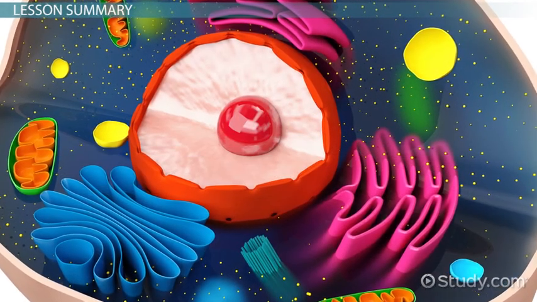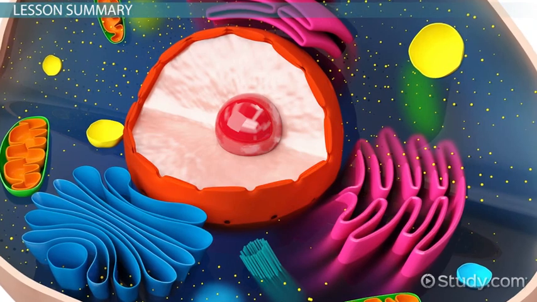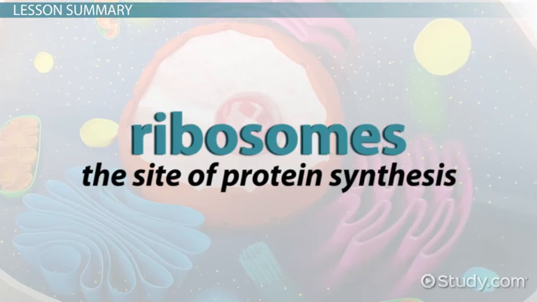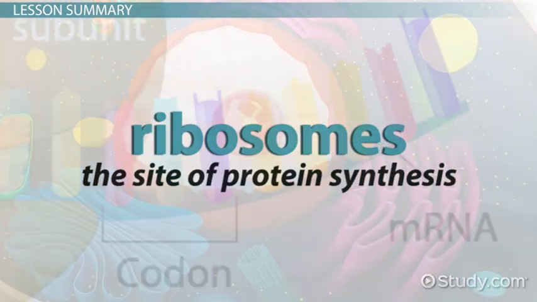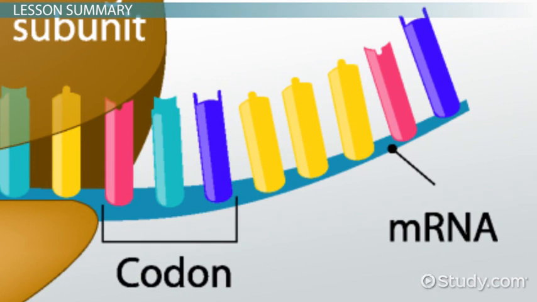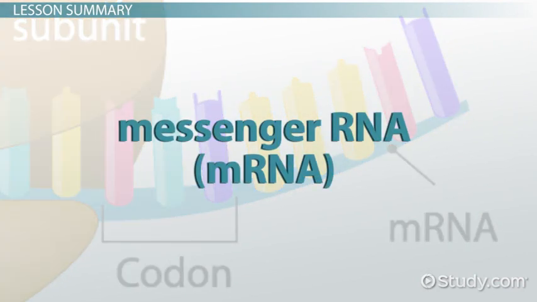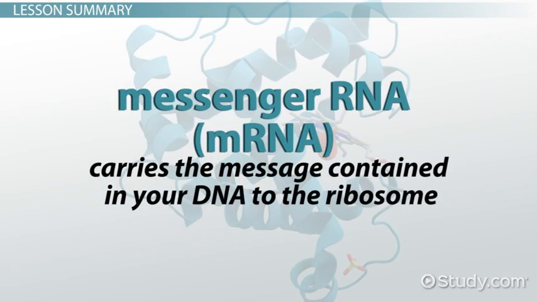While all macromolecules are useful, protein is the only one produced by ribosomes. Ribosomes are the site of protein synthesis, and they convert the coded information in messenger RNA, mRNA, into an actual protein molecule. The mRNA molecule carries the message contained in your DNA to the ribosome.